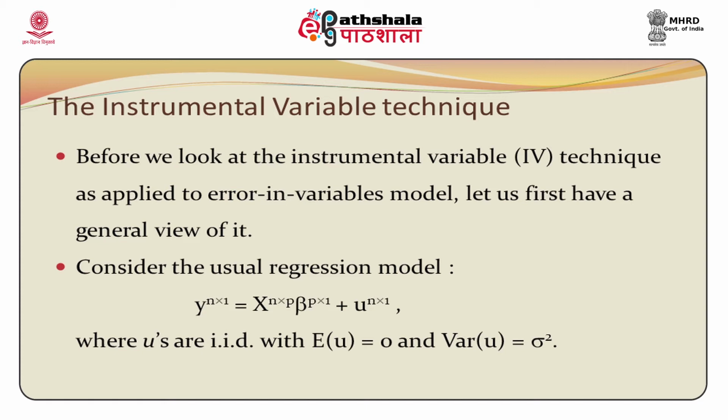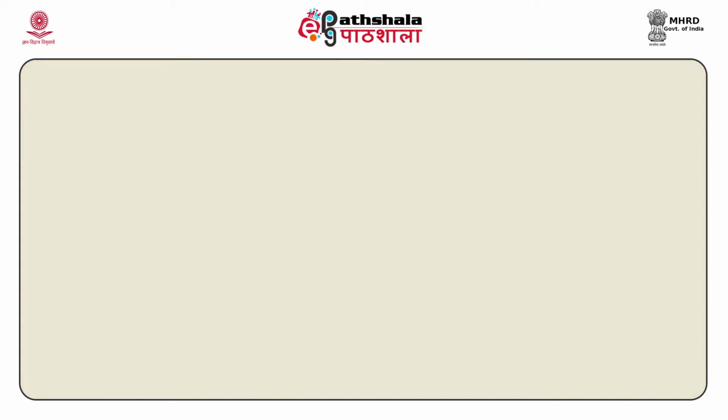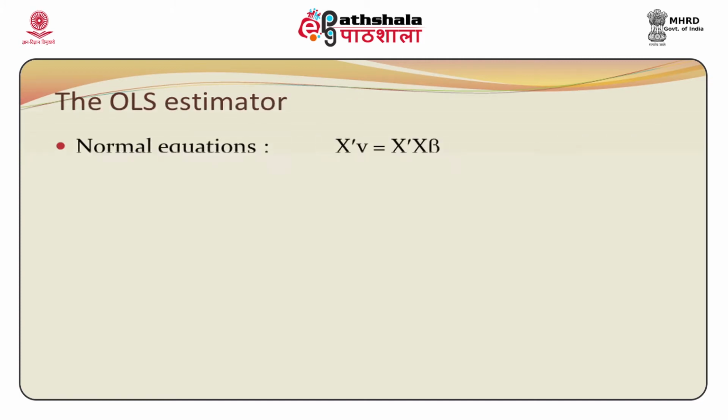If we use the ordinary least squares, then we have x prime y is equal to x prime x beta, and the least squares estimator comes out as beta hat is equal to x prime x inverse x prime y. And as you know, if we just substitute y here, then beta hat becomes beta plus x prime x inverse x prime u.